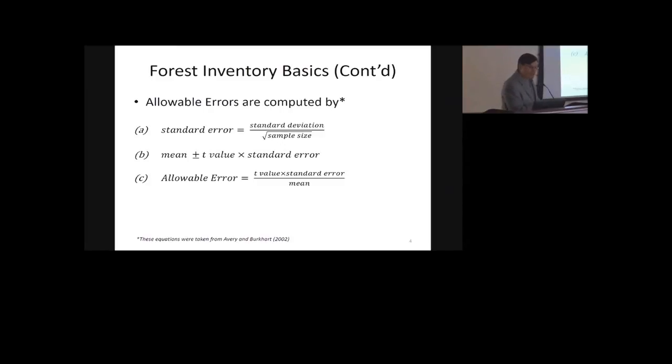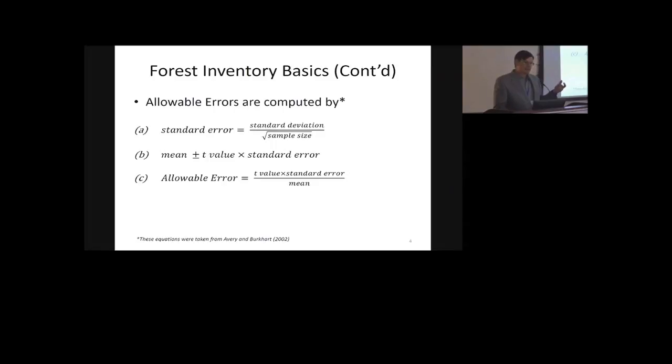The next thing I'm showing is the mean plus or minus a t-value times the standard error. Well, that's the formula for a confidence interval, right? The mean plus or minus a t times the standard error. And the reason I'm showing you that is that's where the allowable error comes in. See, I take the 1/2 width of the confidence interval divided by the mean. So that allowable error is just a percentage of the mean.